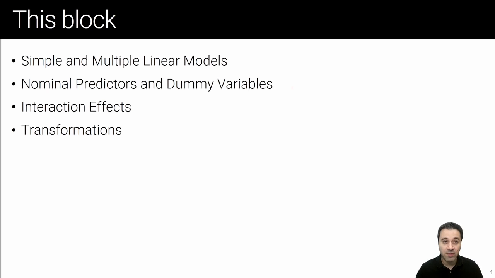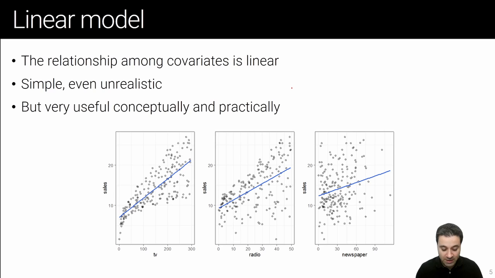So what does the linear model look like? Well, let's imagine we have some data about a certain company that sells some kind of product. And here over the y-axis, we have the response, which is the sales. And then we may have three different predictors, or we might be interested in the relationship between sales and three different predictors. In particular, we have the amount of advertising that the company dedicates to the product through TV ads, radio ads, or newspaper ads.